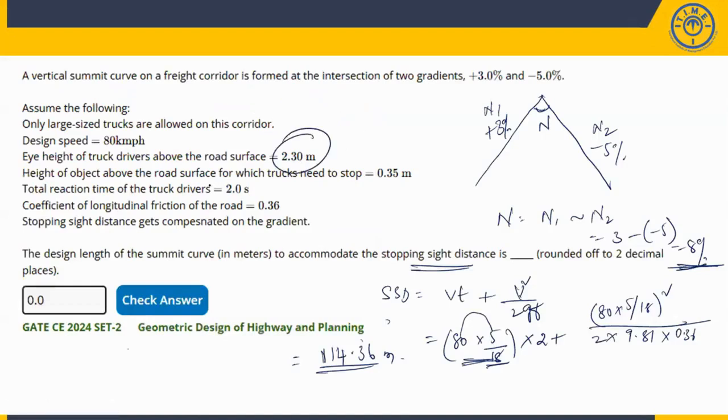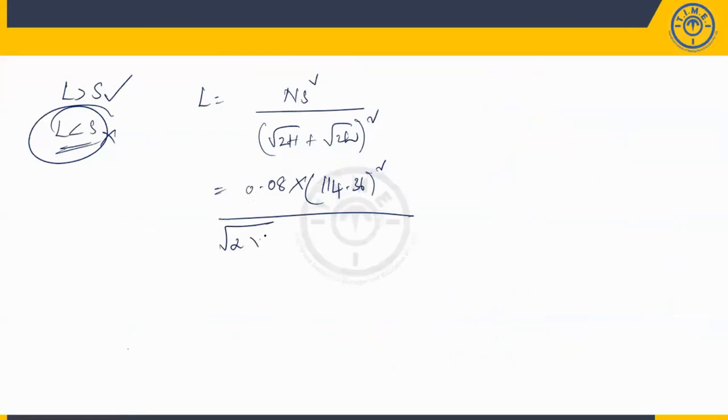Capital H is the height of the driver's eye, and small h is the height of the object; that is why we require SSD. Capital H is 2.3, small h is 0.35. So 2.3 plus small h, that is 2 into 0.35, whole square. Calculate and tell me the answer, my dear students.